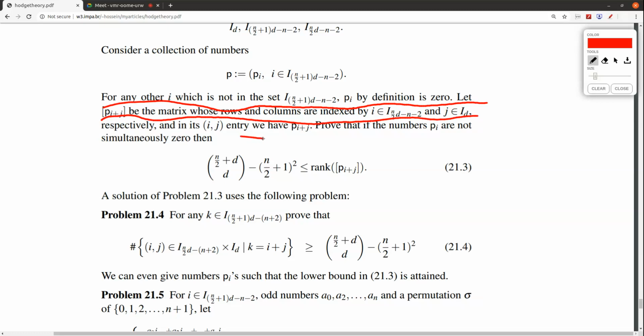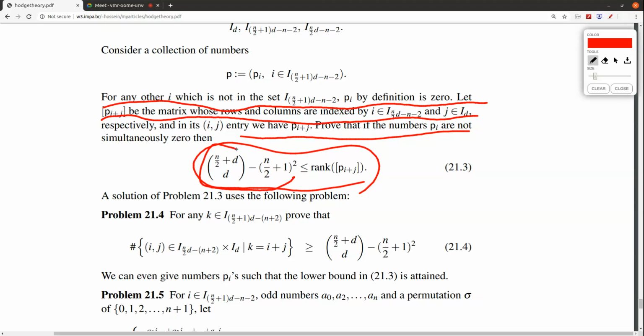Then we define this matrix. So the problem is this one. The rank of this P_ij matrix is always bigger than or equal to 0, well, if the vector P is not 0. And in the next lecture, when I give applications of computing the tangent space of the Hodge locus, you will see the geometric interpretation of this number here.